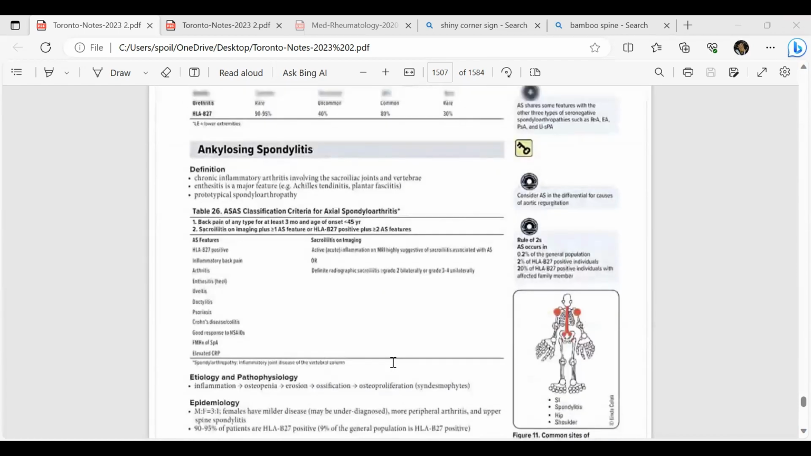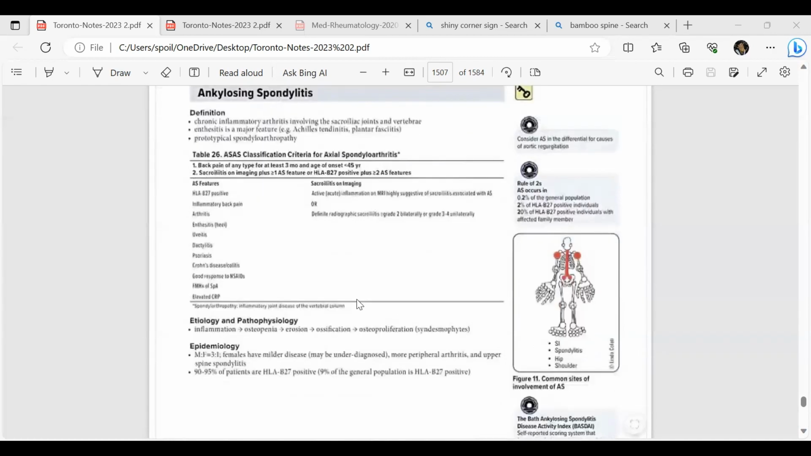Okay, fine. The first topic is ankylosing spondylitis. It's a chronic inflammatory arthritis which involves the sacroiliac joint and the vertebrae. We also have Achilles tendonitis and plantar fasciitis. The main feature of this is back pain. This is a very important point: if a person has back pain for at least 3 months and the onset is below 45 years old, then it can be ankylosing spondylitis.